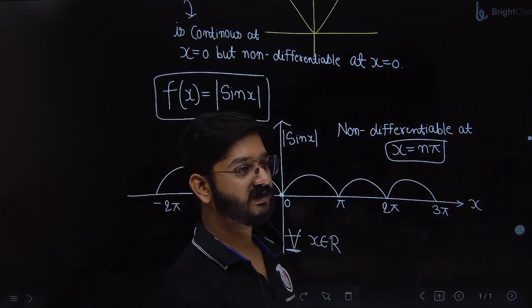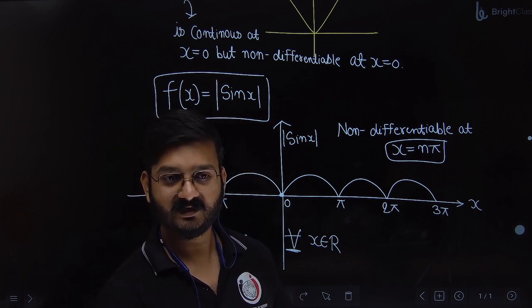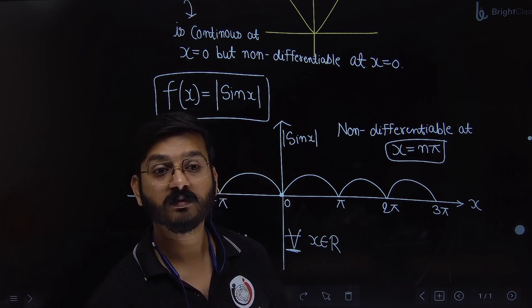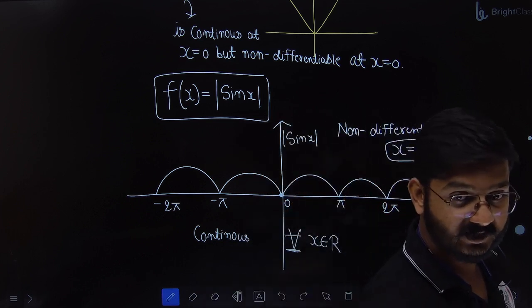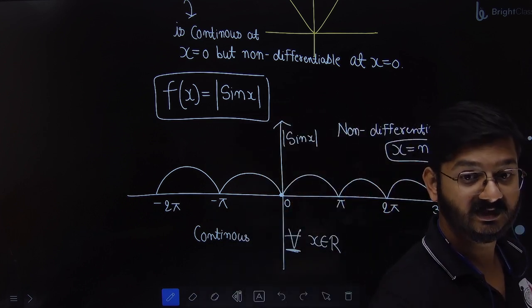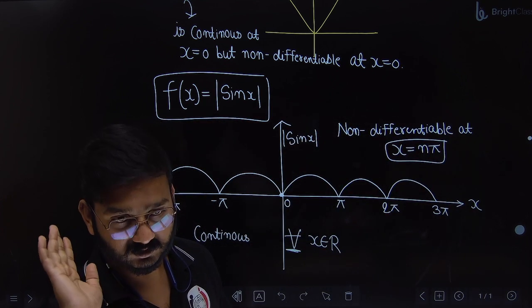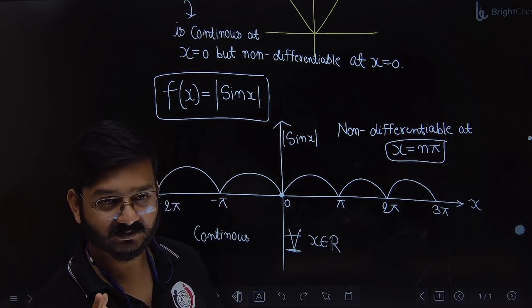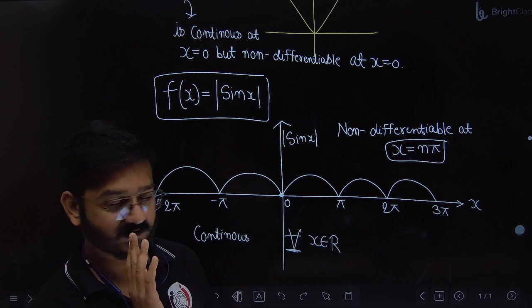If I ask you a question, f of x is continuous at x equal to a, hence it will be differentiable at x equal to a. Is it correct? No, it's not necessary. So continuity at a particular point doesn't guarantee differentiability at that point. Can be, it cannot. Is the funda clear? So remember these two examples, the point will be crystal clear. You can make a note of that.